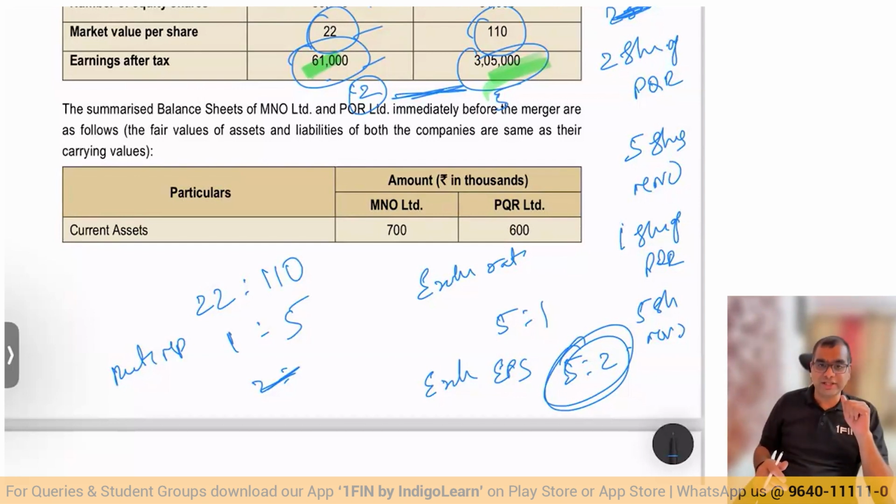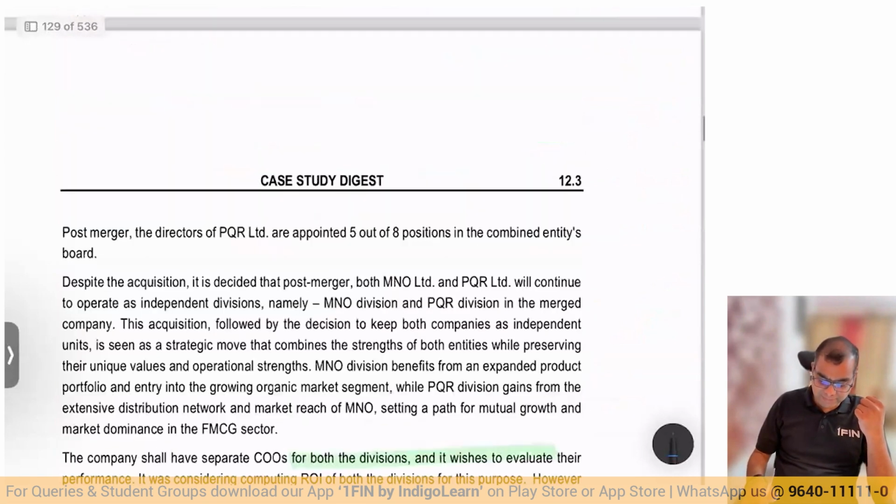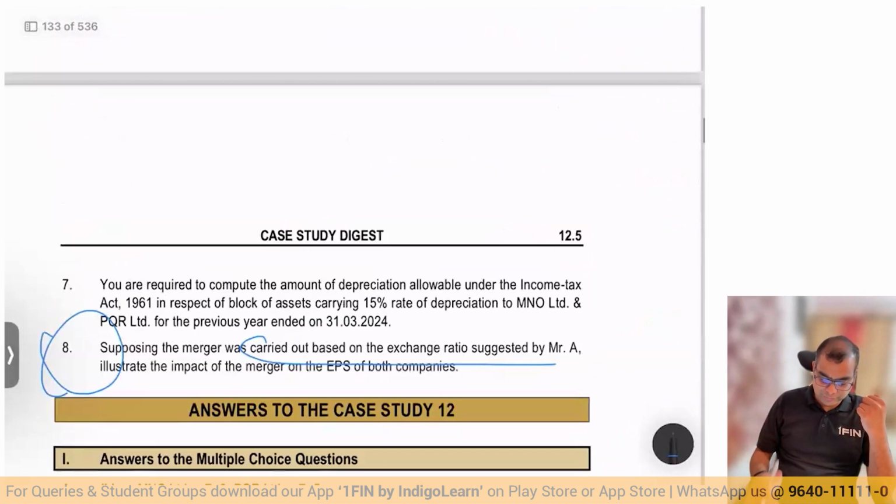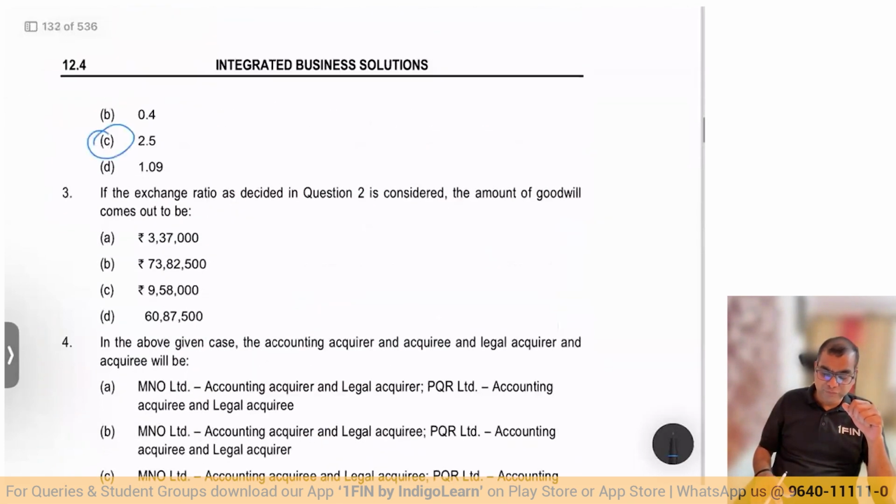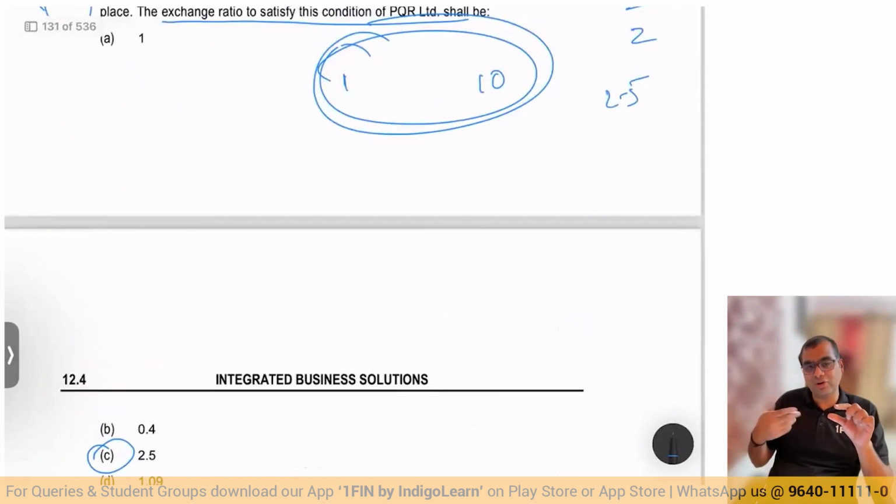Okay, now this is what he's saying. Now what is the question here? Coming back to the question: suppose the merger was carried out based on the exchange ratio. Illustrate the impact of the merger on EPS of both the companies. If you do it as per what A is suggesting, what is the EPS of both the companies? Why are they saying both the companies? Because shareholders of PQR and shareholders of M&O both are still existing.